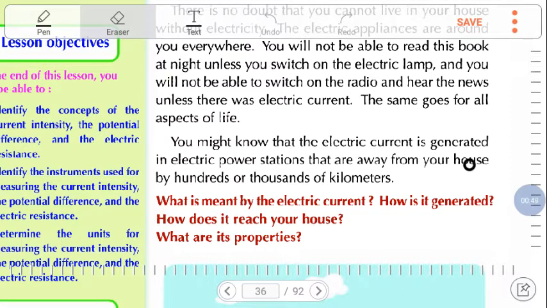The electric current is generated in the electric power stations that are away from our houses. It's about hundreds or thousands of kilometers. And what is meant by the electric current, how is it generated, and how does it reach our houses?